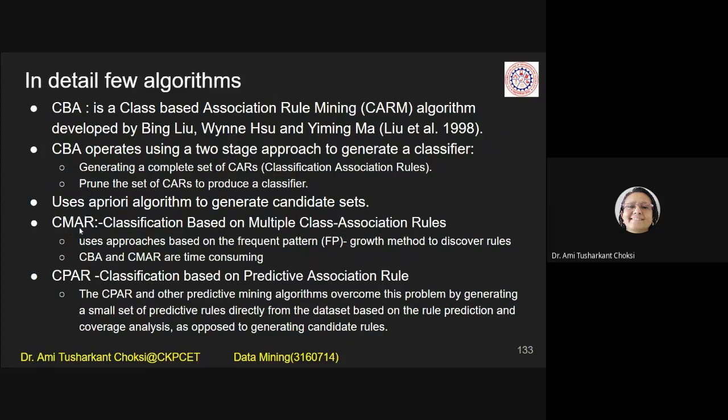The second algorithm is CMAR, that is classification based on multiple class association rules. What do we do for that? It uses approaches based on the frequent pattern growth method to discover rules. CBA and CMAR are time consuming, right? The first algorithm, CBA, is dependent on the a priori algorithm to generate the candidate sets. What about CMAR, the multi-class classification algorithm? For that, we can say that we have the FP pattern growth method, right?